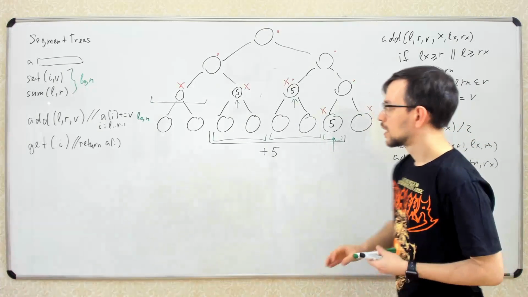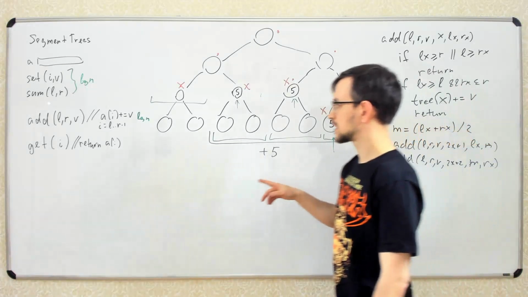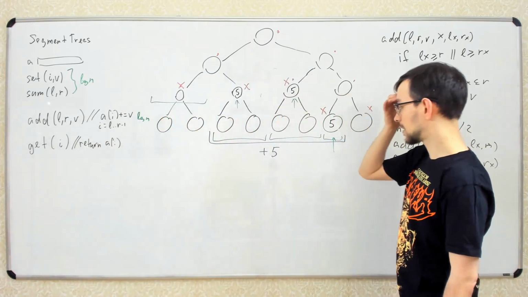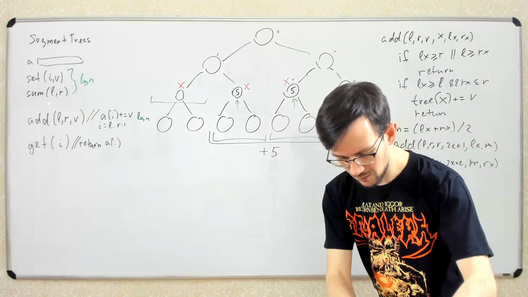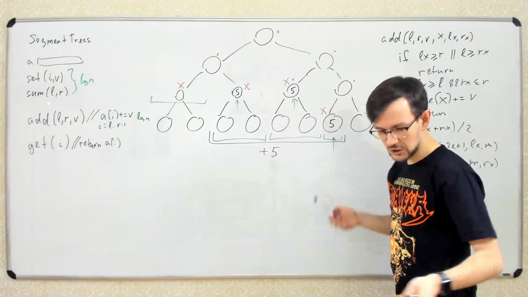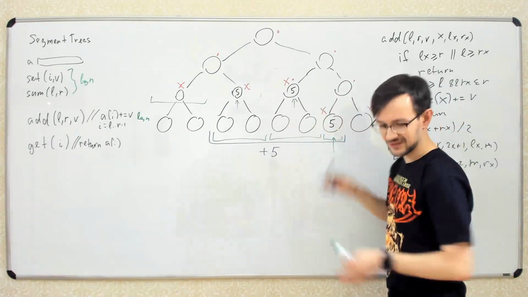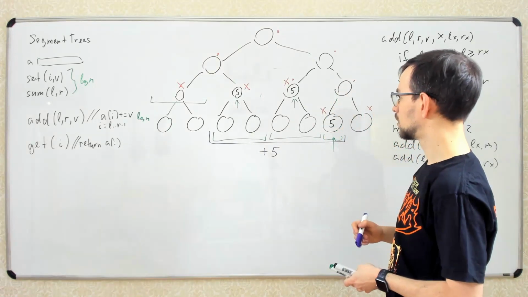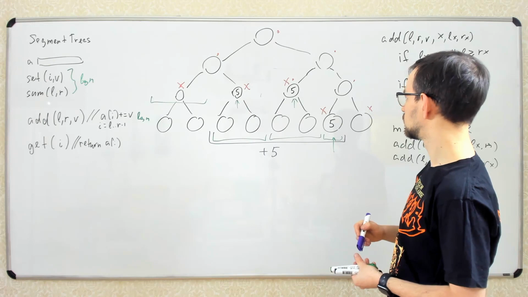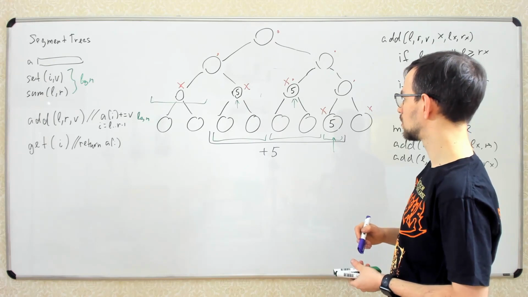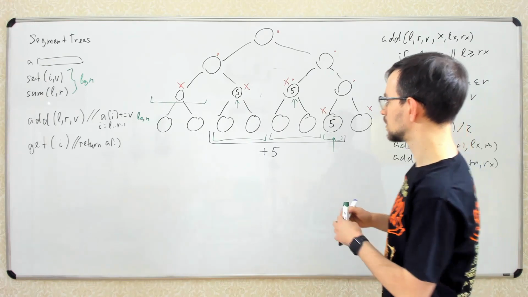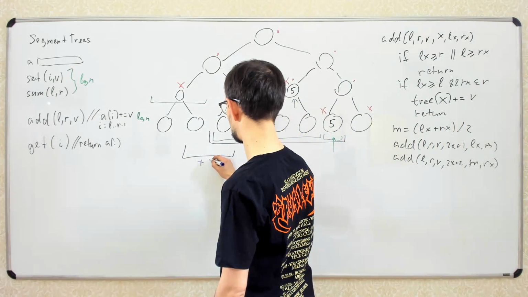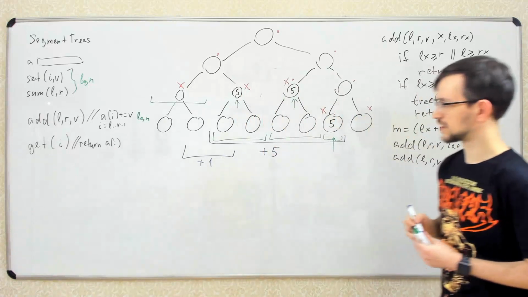And now to the second function. Now we need to find the current value of the node. So how to find the current value of, no, let's make some more operations just to make the tree more interesting. So let's add something to something. Well, let's have something small. Let's add 1 to this small segment.